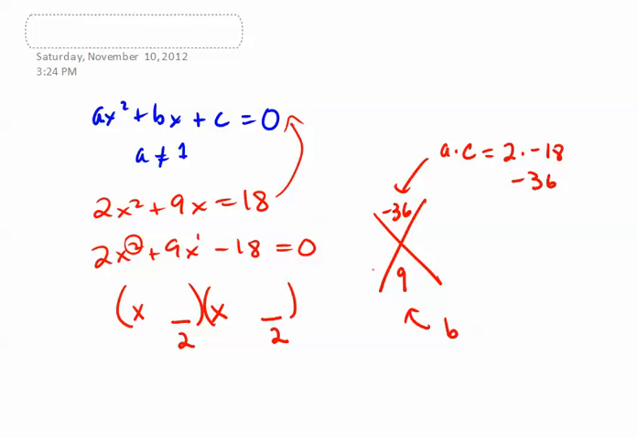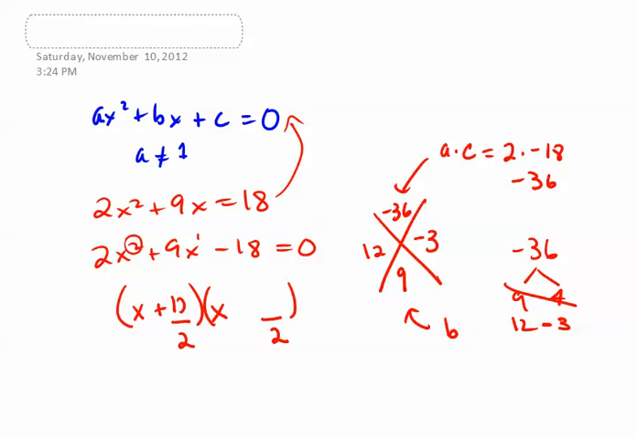Okay. And in the left and right spaces that are blank right now, we need two factors of negative 36 that add to 9. Let's see. We've got 9 and 4. Can I get 9 out of that? Well, no. We've got 12 and 3. Can I get 9 out of that? Yes, I can. If I make the 12 positive and the 3 negative, that would multiply to negative 36 and add to 9. Alright, so we've got our 12 and negative 3.